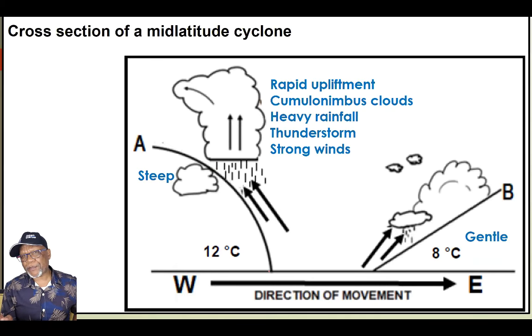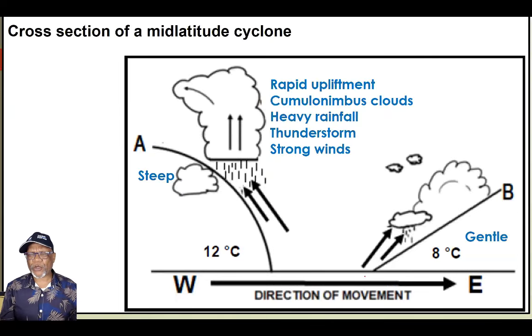I saw some people, when they draw a mid-latitude cyclone, they just draw a V which has the same gradient for the cold front and the warm front. Ensure that the cold front indicates a steeper gradient and the warm front indicates a gentler gradient.